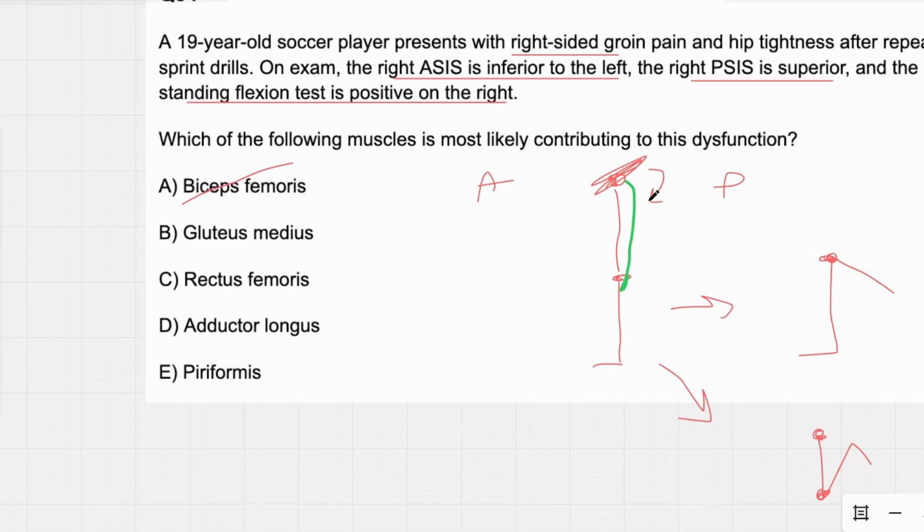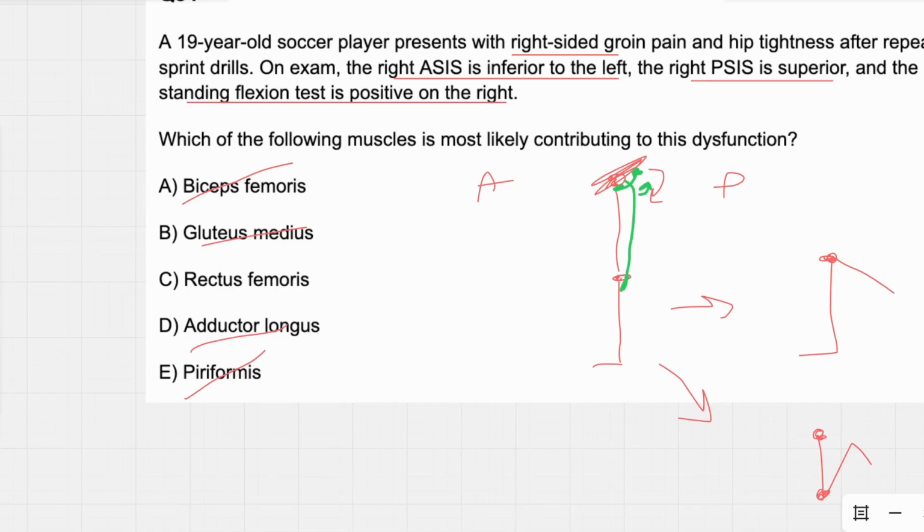Glute med is on the side of the hip. It's lateral. This has nothing to do with anterior or posterior rotation of the innominate, so that one's out right away. Same thing with piriformis. Piriformis is on the posterior aspect of the sacrum, going towards the head of the greater trochanter, but all it's doing is causing rotation. It does external rotation of the entire hip, so that one's also out. And same thing with adductor longus. It's basically the opposite. It's on the inside of the hip, causing adduction of the thigh. Again, not going to pull the innominate anteriorly or posteriorly. So just like that, we're able to rule out everything.